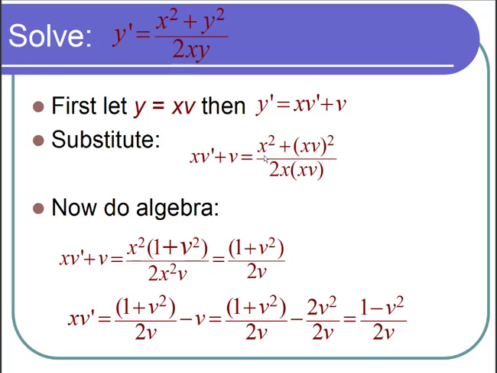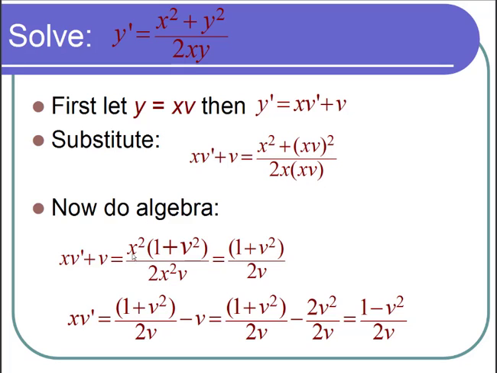The x squared stays the same. And then y squared becomes xv quantity squared. And then the 2xy becomes 2x times xv. Now it's time to do a bit of algebra. We notice that xv quantity squared is x squared v squared.